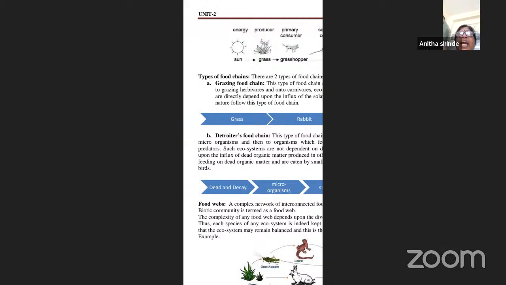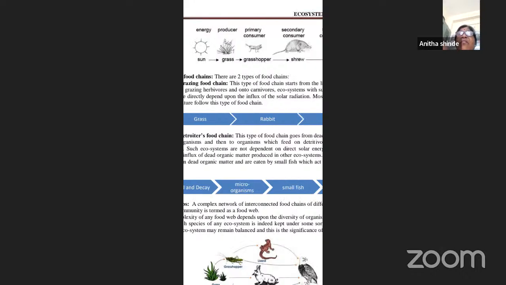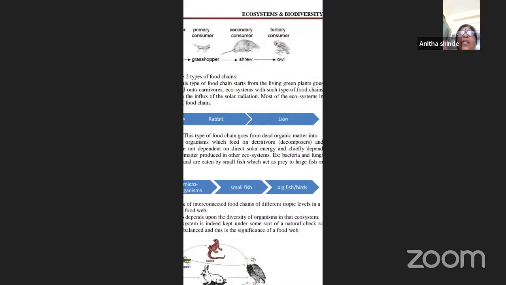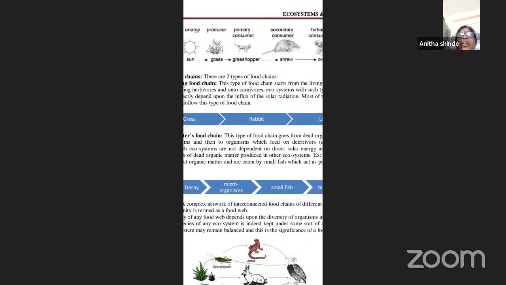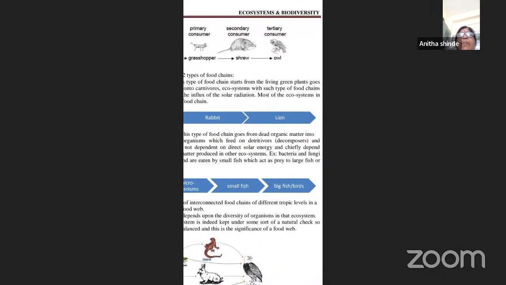Now, the grazing food chain starts from the living green plants, goes to the grazing herbivores, and then to the carnivores. Ecosystems with such a type of food chain directly depend upon the influx of solar radiation. Most of the ecosystems in nature follow this type of food chain.